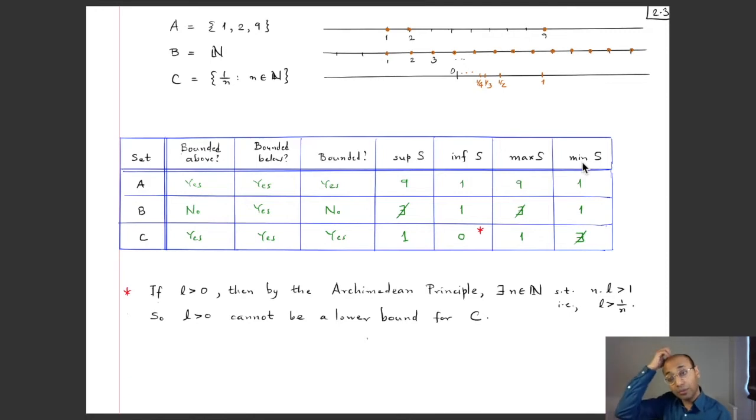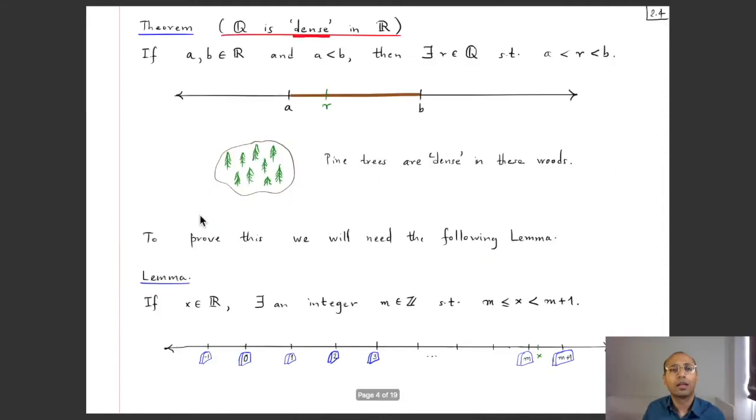Does the minimum of this set exist? The question is really whether the infimum of this set C, which is equal to 0, is an element of this set C. And the answer is no, because 1 by n is never equal to 0 for any natural number n. It's always strictly bigger than 0, so it can't be equal to 0. So the minimum of the set does not exist.